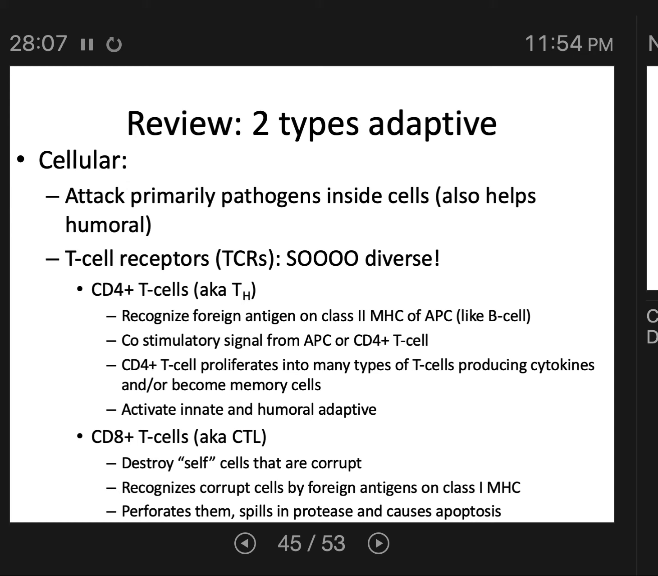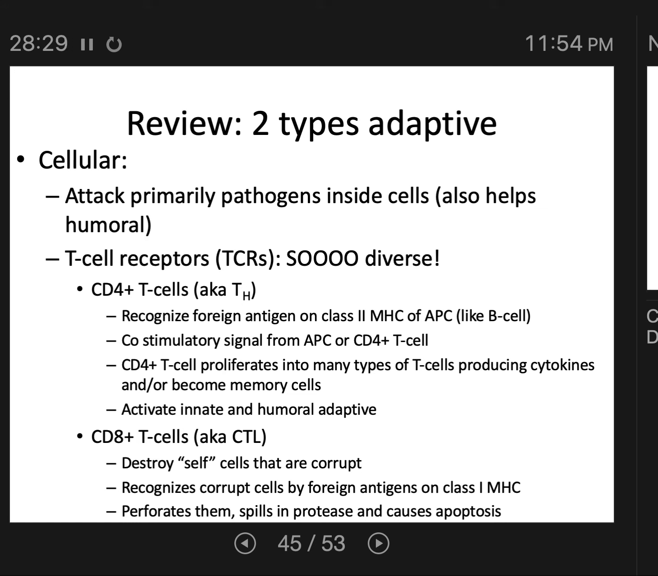So the main players are T cells, and T cells have T cell receptors, which are also incredibly diverse in terms of the binding sites to pathogens, which make them highly specialized for individual pathogens. And we have covered 2 types of T cells, although there are many more. We've covered the CD4 plus T cells, which are the helper T cells. The helper T cells assist with the humoral immune system.